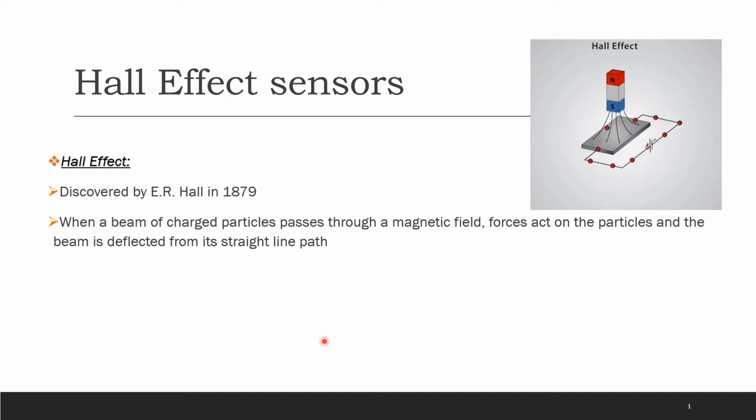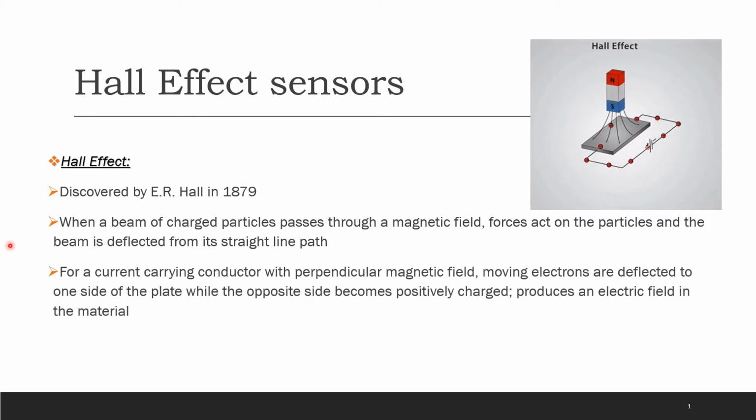Now a current carrying wire is a flow of negatively charged electrons through the wire. So if we introduce a magnet or apply a magnetic field, the magnetic forces can influence these negatively charged electrons and deflect them from their original path.